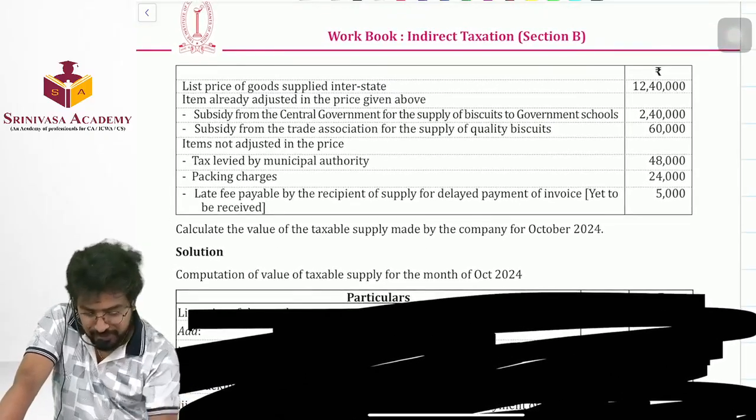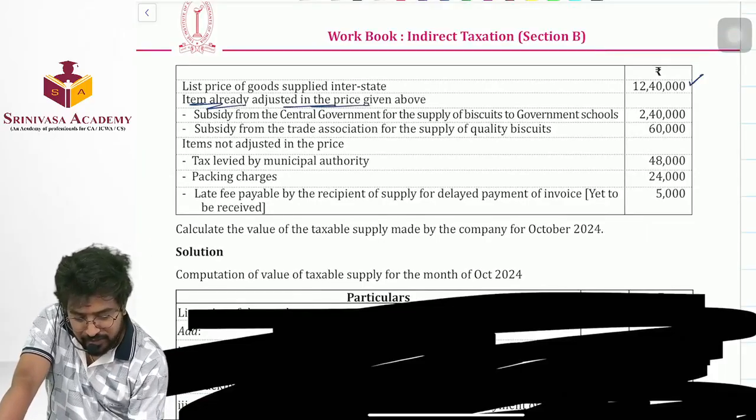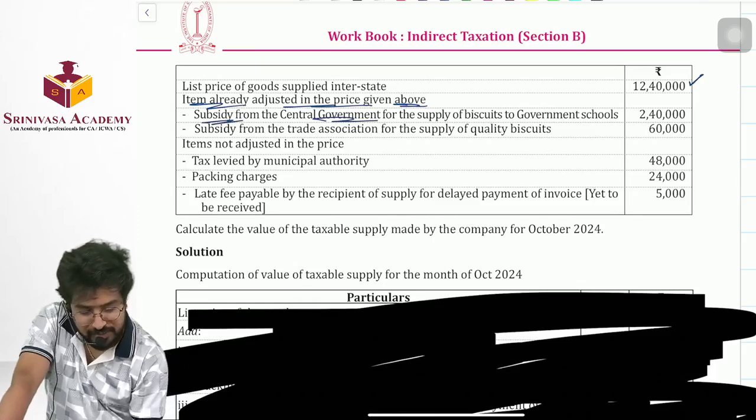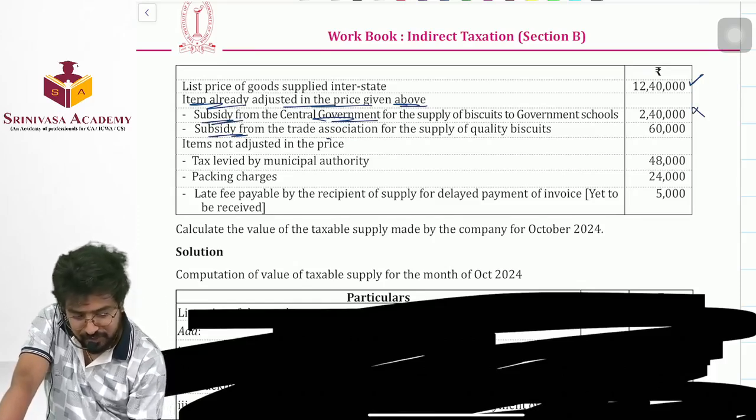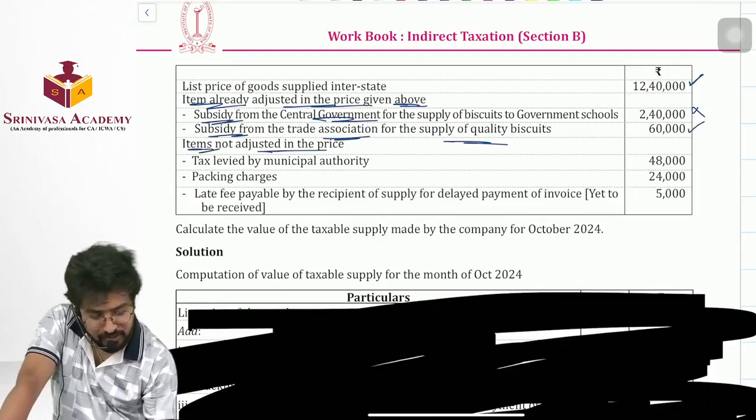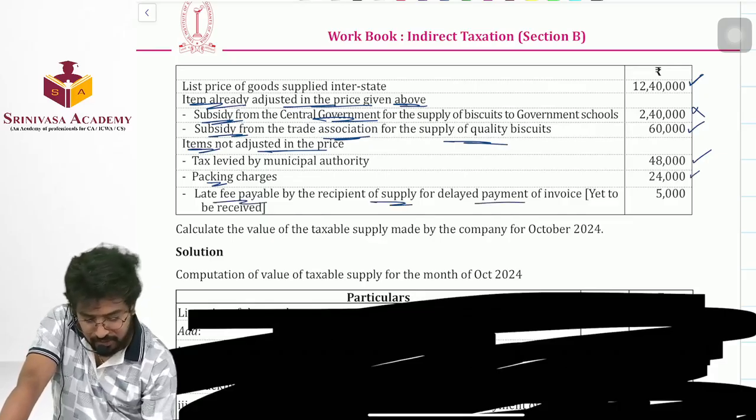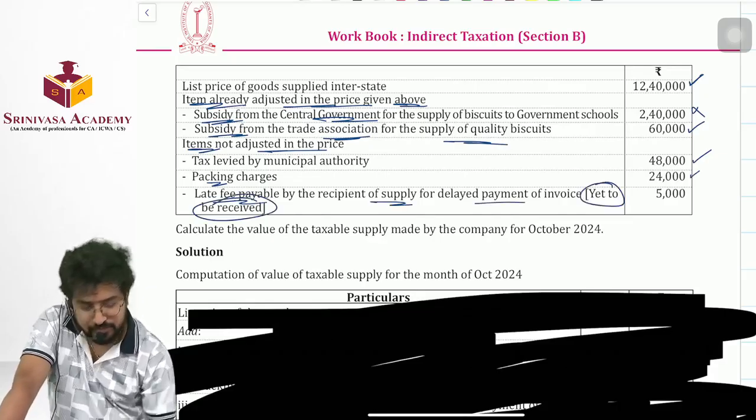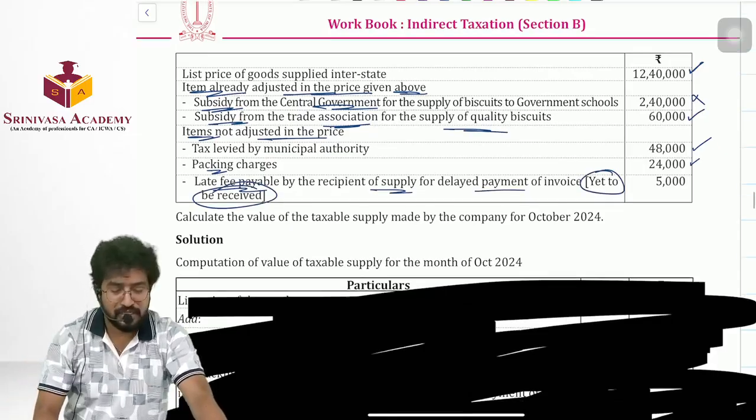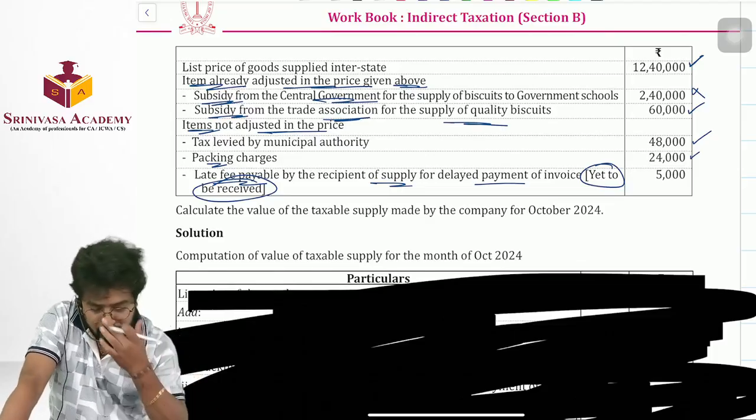Okay, right. Let us do it. 12 lakh 40,000 is the list price. Items already adjusted in the price above, but subsidy from central government we will ignore. Subsidy from trade association, add. Items not adjusted, add. Packing charges, add. Late fees, delayed, yet to be received. Only when you receive, the time of supply will come for this. Do you remember? Late fees. Otherwise, it will not be added.